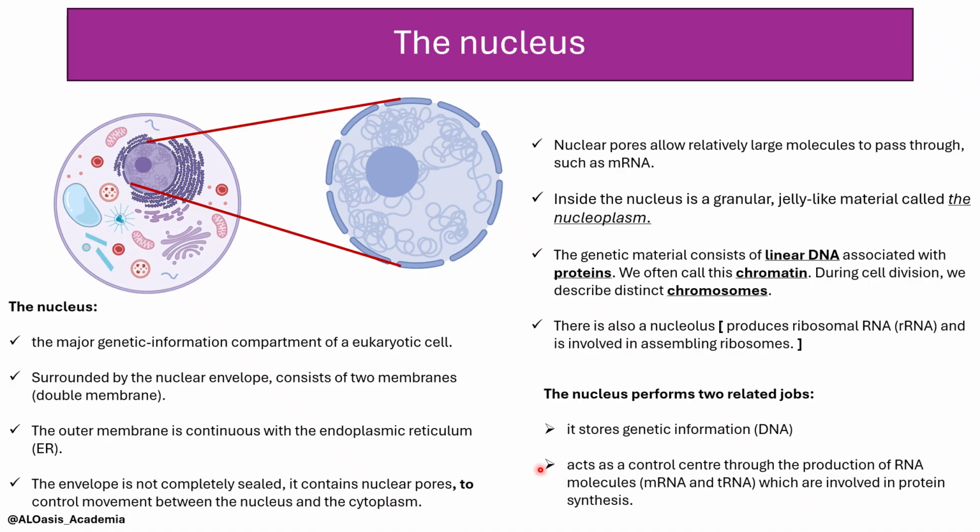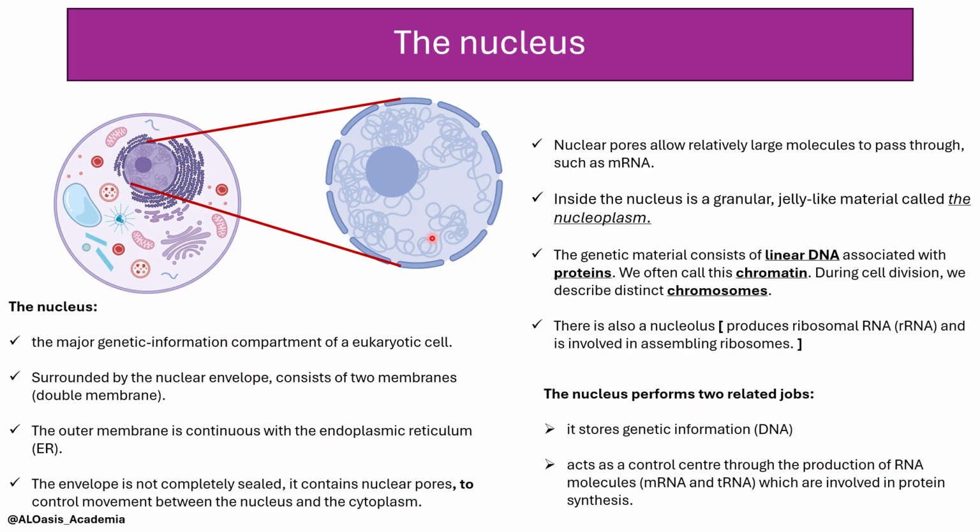The second thing is it acts as a control center. You might ask yourself why it acts as a control center. And that's because it has the DNA. So the DNA is the main source from which the cell will start making mRNAs, and from that will start making proteins. And those proteins will be running the whole function of the cell. So that's why the nucleus is acting as the control center.